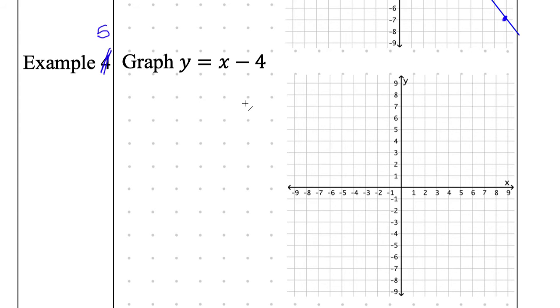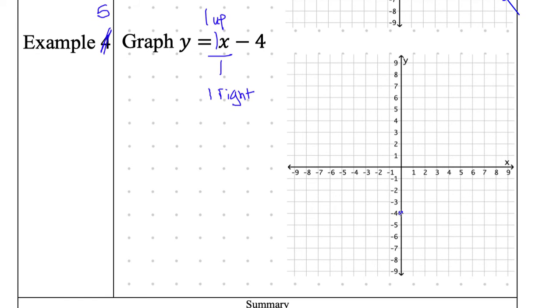All right, so you've unpaused the video now. The key to this one is making this a 1x or a 1 over 1x. So 1 on the bottom, which is a hidden 1, that means I'm going to go 1 right. And then a positive 1 on the top means 1 up. So go 1 right, 1 up from this point, -4. So first, graph this one. I forgot to do my first step. My first step is to graph -4 for the y-intercept, which is down here.